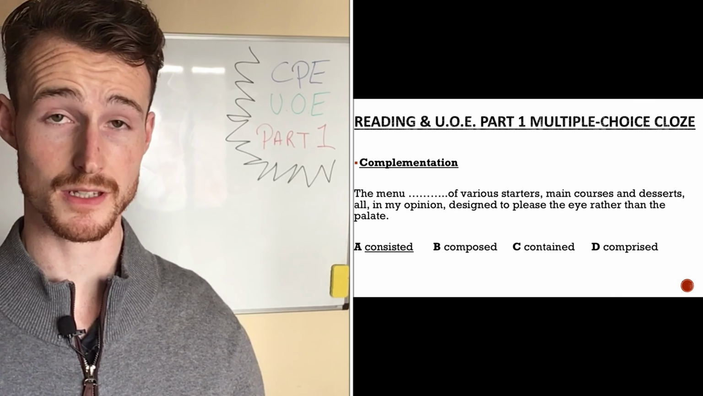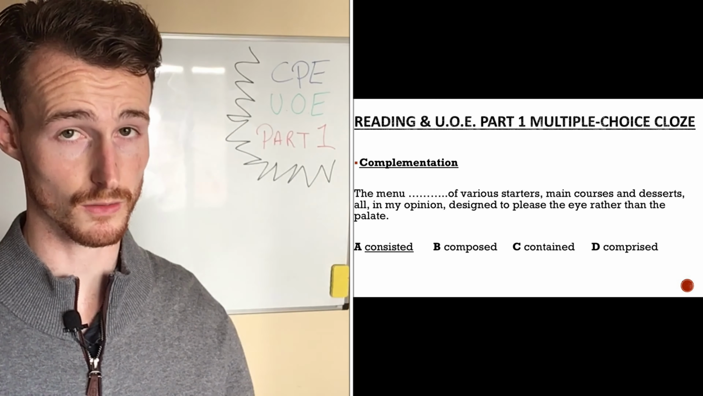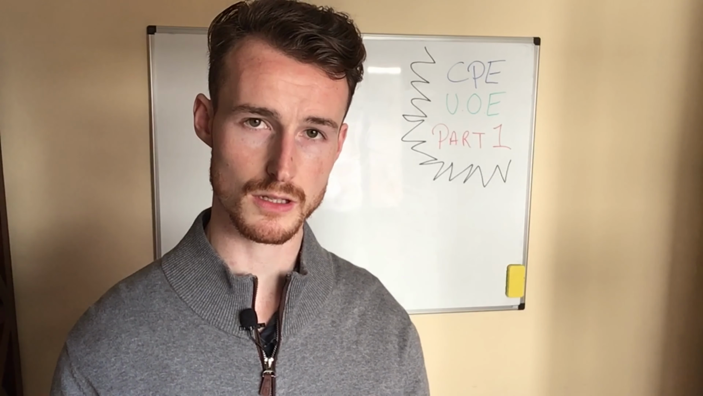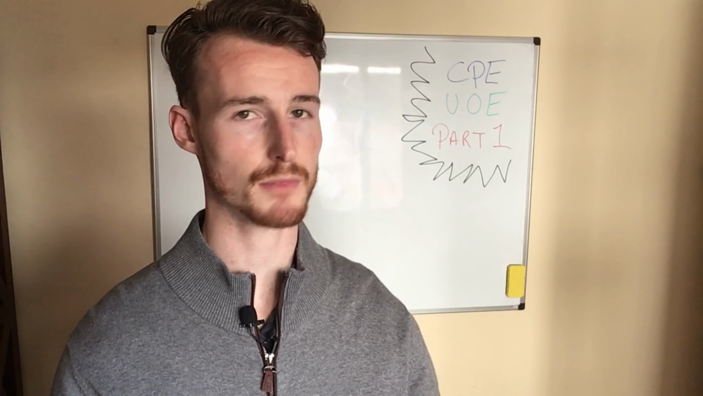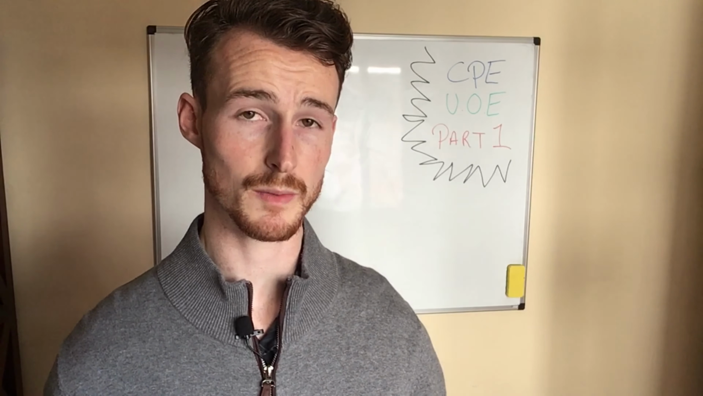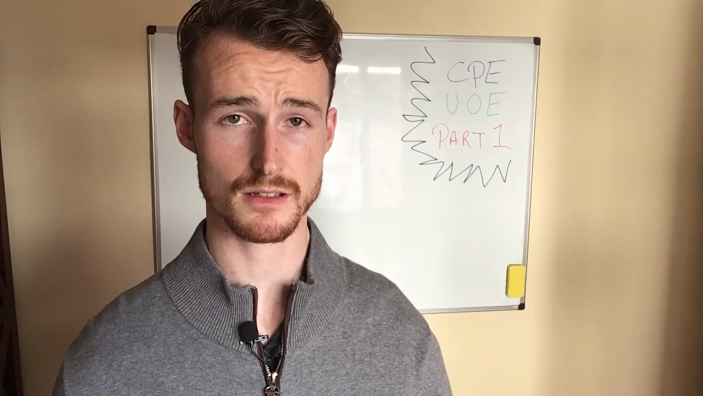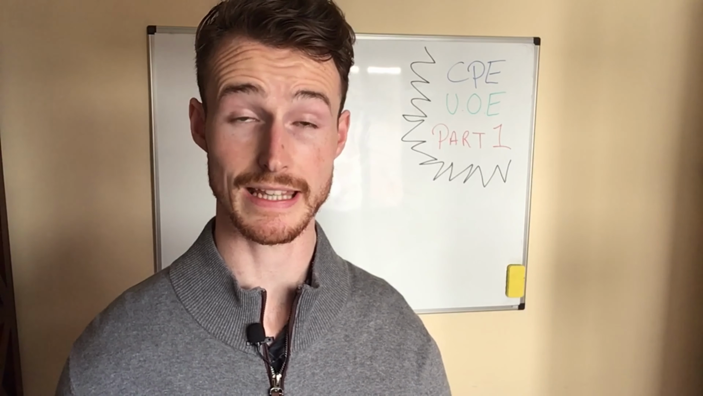Consist takes the preposition of, to consist of. For example, my family consists of 5 members. Me, my 2 brothers, and my mother and father. Your knowledge of prepositions, reflexive verbs, and verb patterns is tested in this type of question.